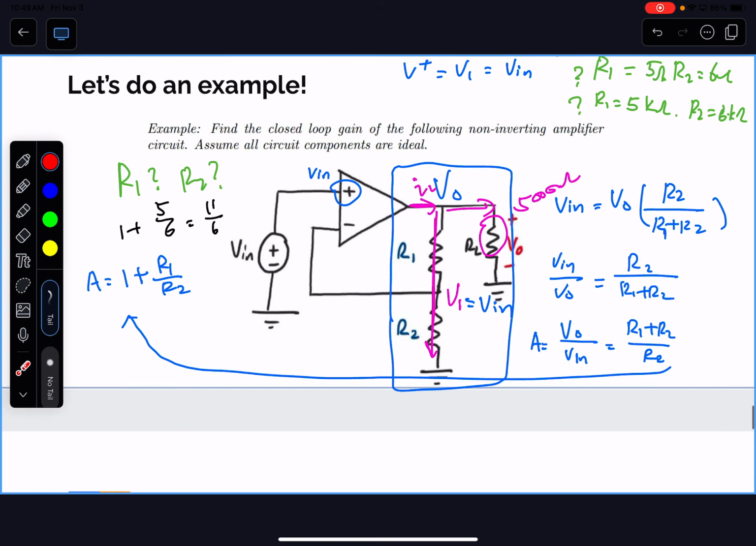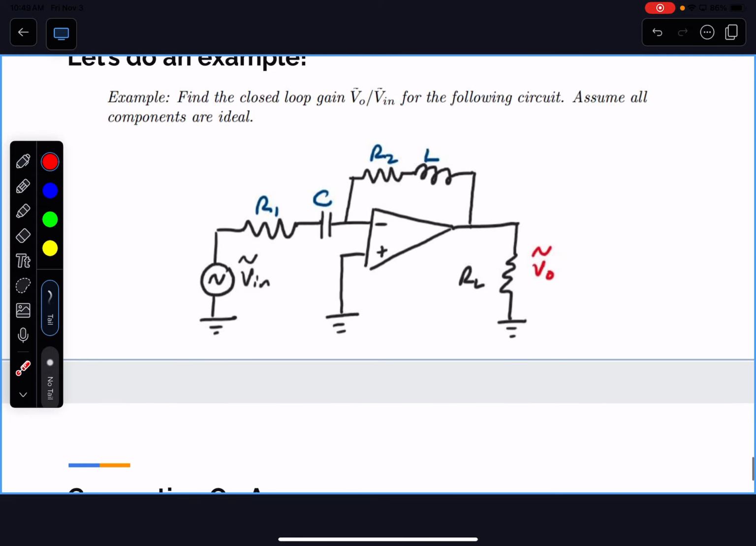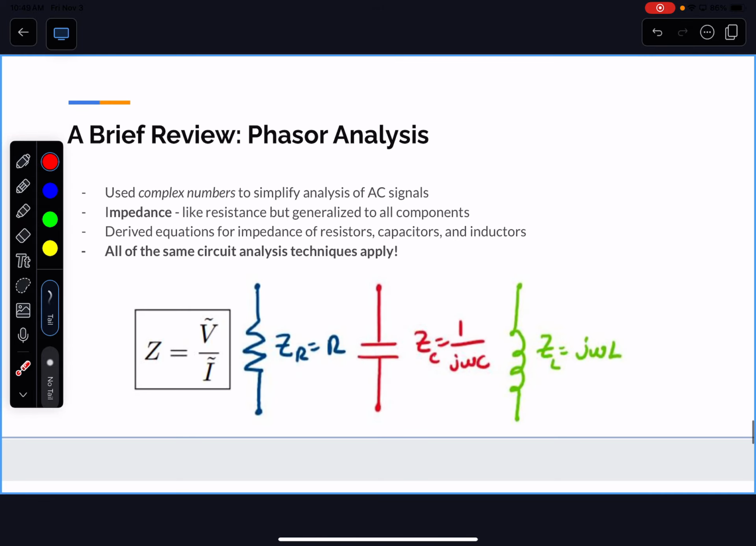Okay, that makes sense? All right, so the last part, we're almost done actually. 3 more slides, 3-4 more slides, and we're done. Yeah, we're moving pretty quickly, and I like it.